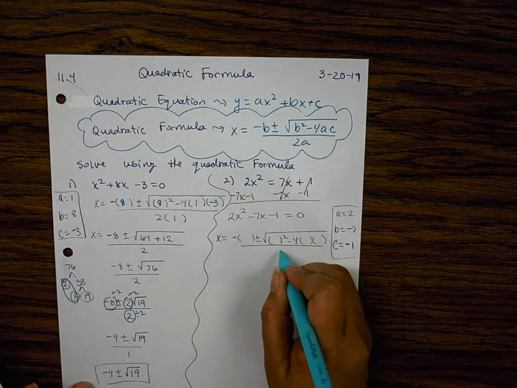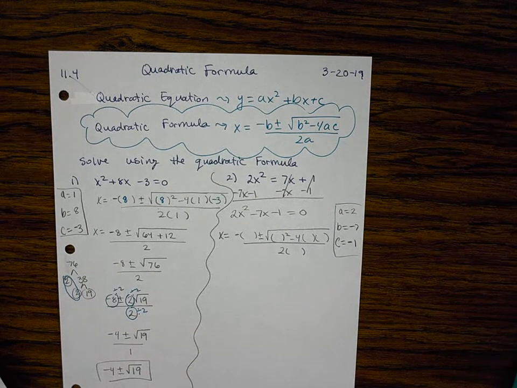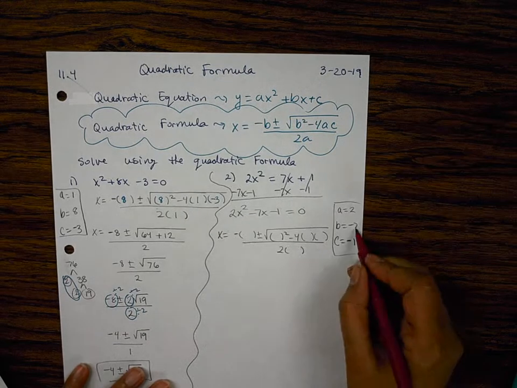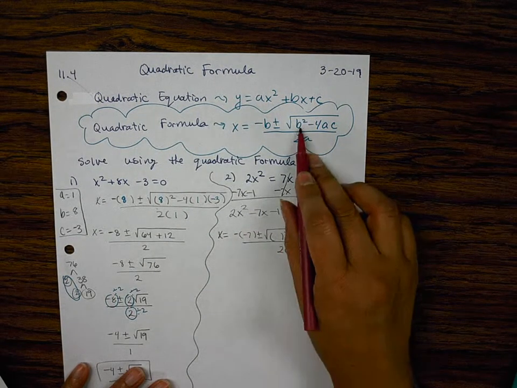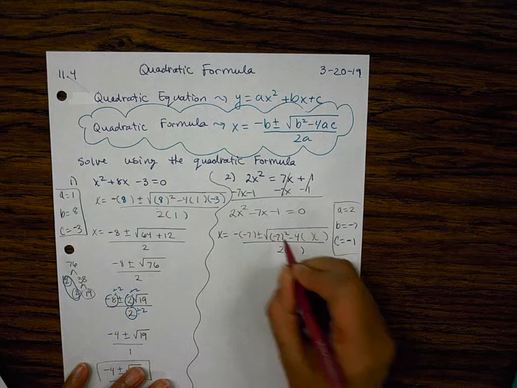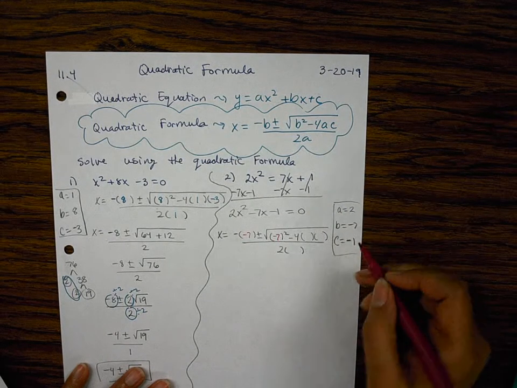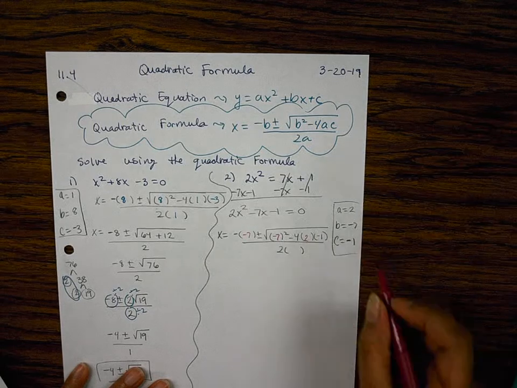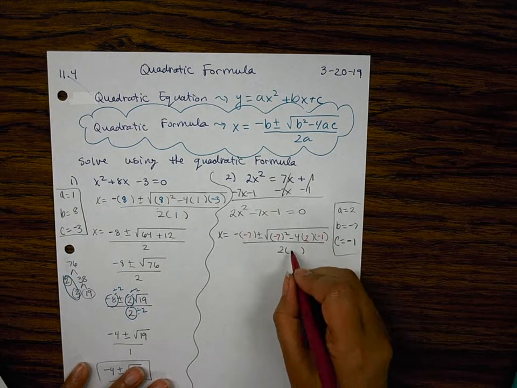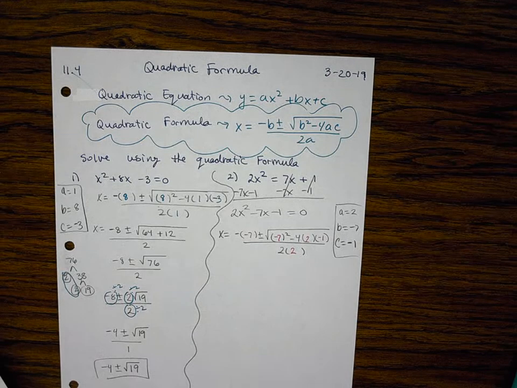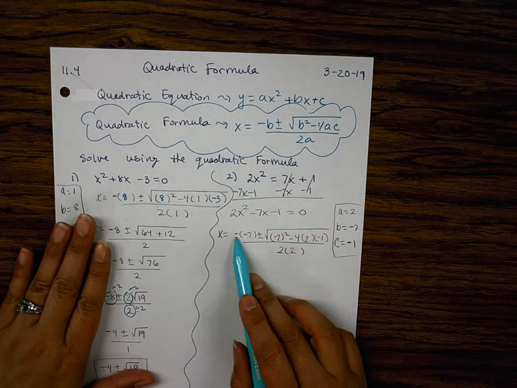b squared is blank squared, minus 4ac, 4 blank blank, all over 2a, 2 blank. And we're just going to fill everything in. b is -7. B squared is another -7, but now it's squared. 4ac, ac is 2 and -1, all over 2a, 2 times 2.